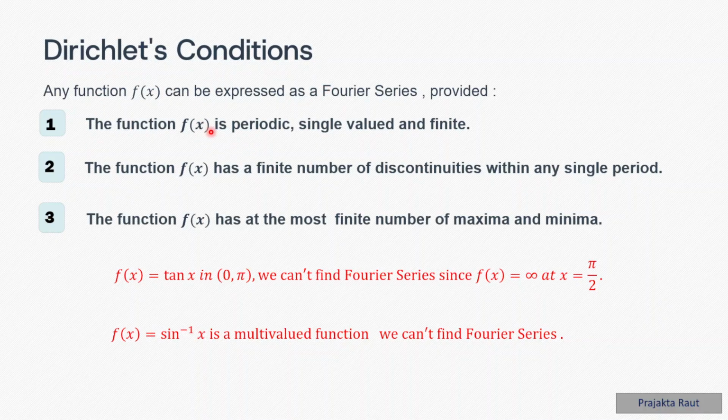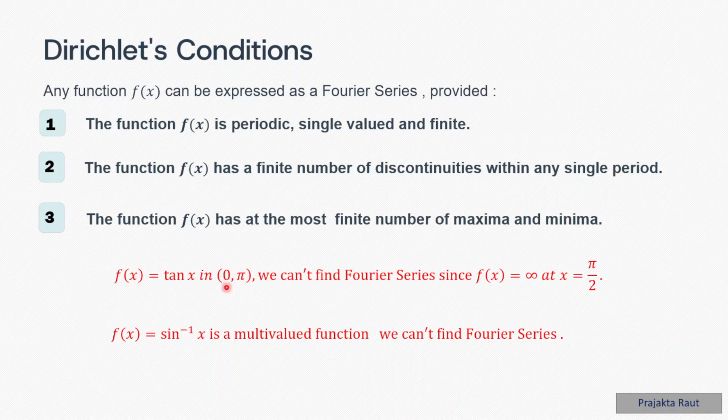Now a function can be represented as a Fourier series if this function satisfies these three Dirichlet's conditions. Otherwise, we cannot find the Fourier series. Here, we can see two examples. If we consider f(x) = tan x in the interval 0 to pi, then for this particular function we cannot find the Fourier series because the point pi by 2 belongs to this interval 0 to pi.